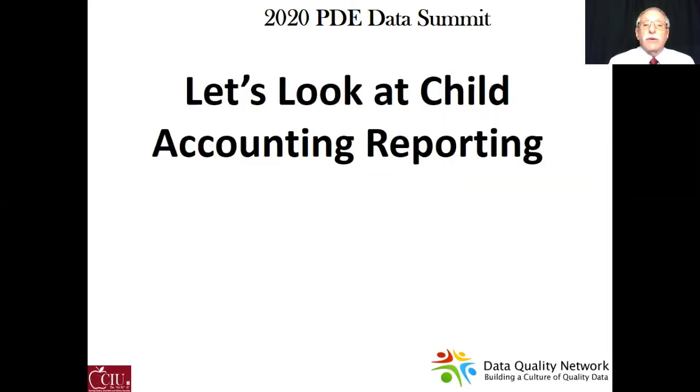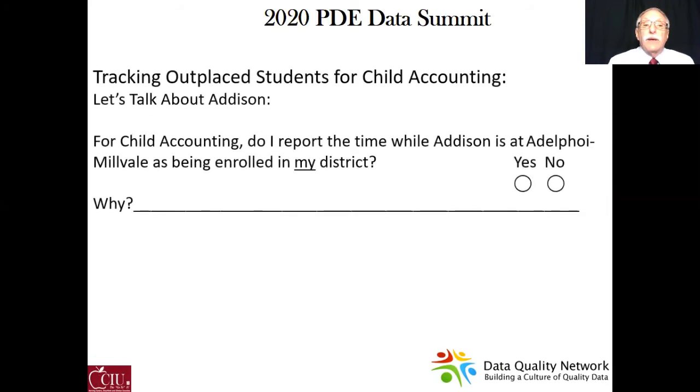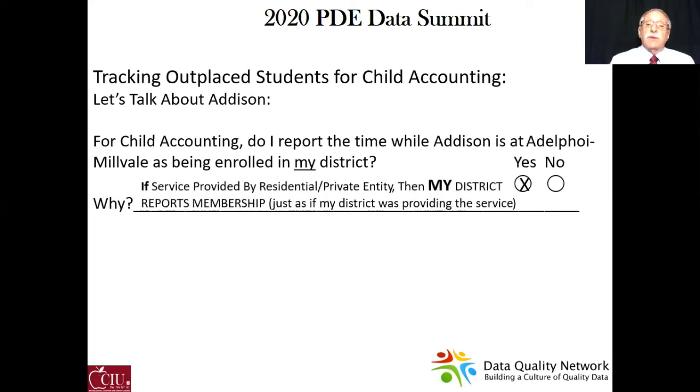Okay, let's look at child accounting reporting. So we need to track outplaced students for child accounting. Let's talk about Addison. For child accounting, do I report the time while Addison is at Adelphi Millville as being enrolled in my district? Well, you must remember that Addison is at a facility that does not report to PIMS. Somebody has to report him. So do I report him as being enrolled in my district? Yes, we do. And the reason we do that is because that service is being provided by an entity that doesn't report to PIMS. So my district reports the membership just as if my district was reporting the service.